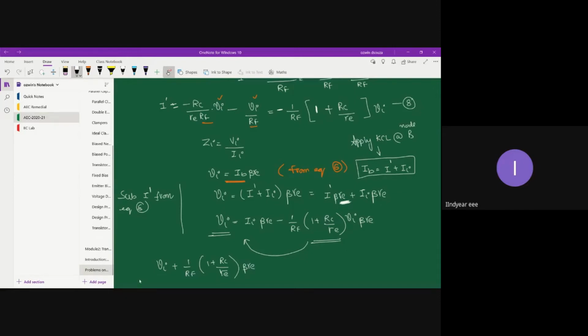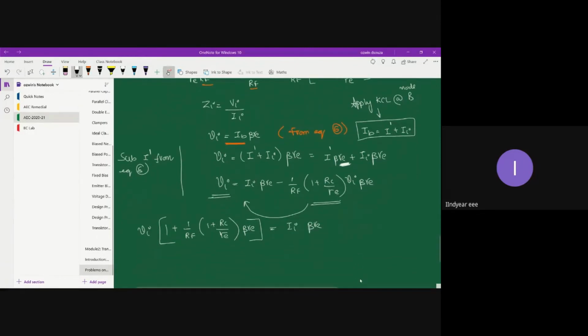Into beta Re. Since Vi is common, I can reduce one step. We write 1 plus something. Let me take Vi, which is equal to Ii into beta Re. Ii into beta Re.